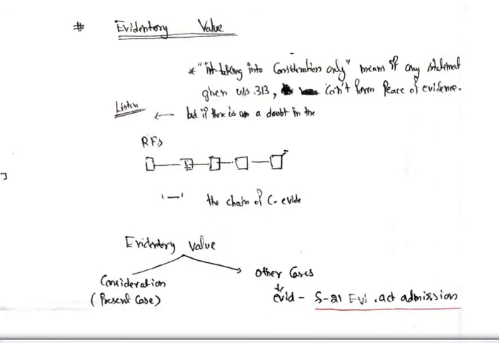But if he gives absurd explanations, then the court can form the opinion that he has committed the offense and the court can convict him.